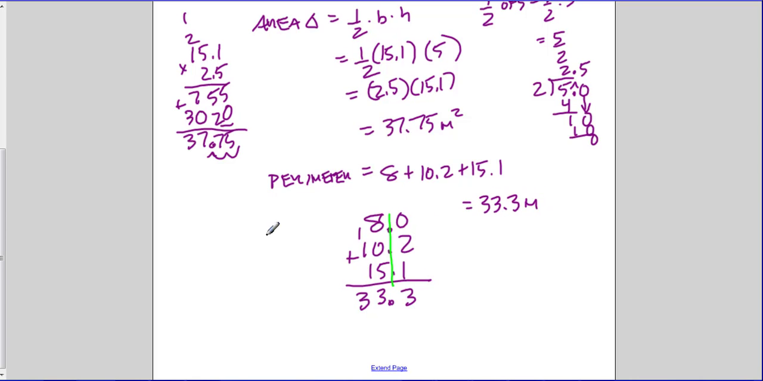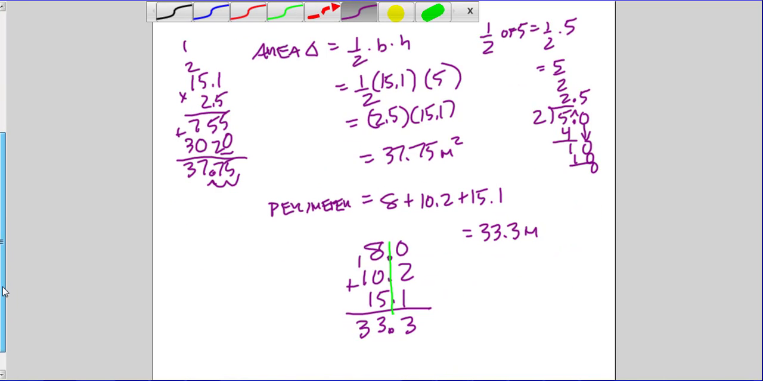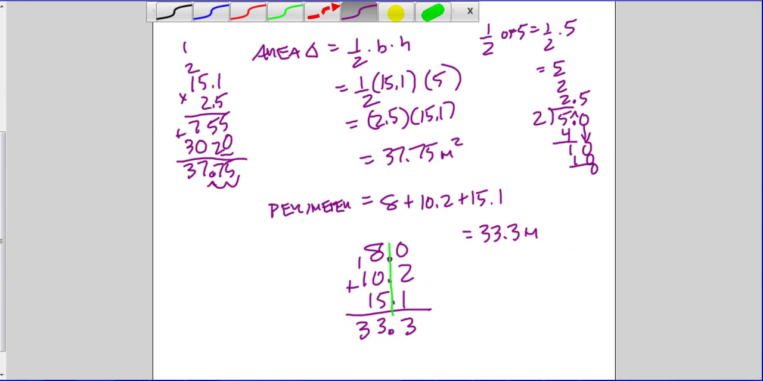That's 33.3 meters. So in other words, if I took a tape measure and went around here, I would measure a total of 33.3 meters. And this concludes the video.